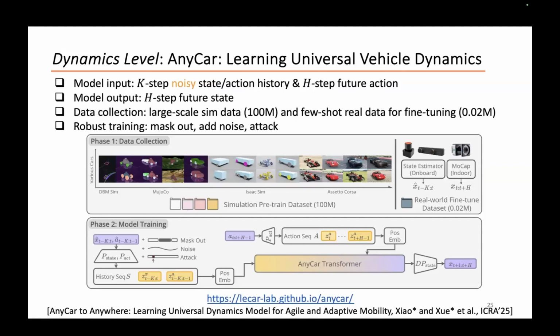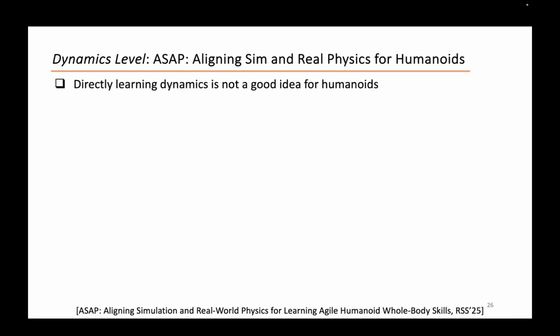Okay, after these slides, you probably have a question, since I work on humanoids. Does it work for humanoids? Can we learn a gigantic world model, or dynamics model, for humanoids and do control on top of it? We tried, and it seems like it doesn't really work, unfortunately. This paper is called ASAP, just accepted by RSS. It's called Aligning Simulation and Real Physics for Humanoids.